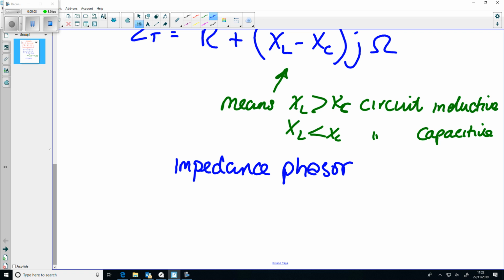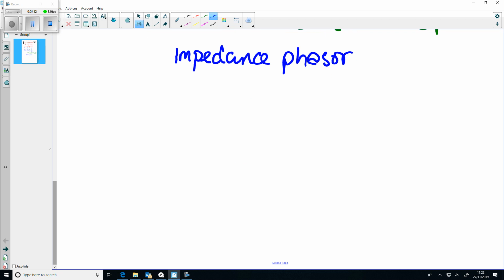If we draw the impedance phasors for this, we're going to have on the x-axis, what quantity would we have? What sits at 0 degrees? Sorry, impedance. ZR. Yep, 10 ohms.